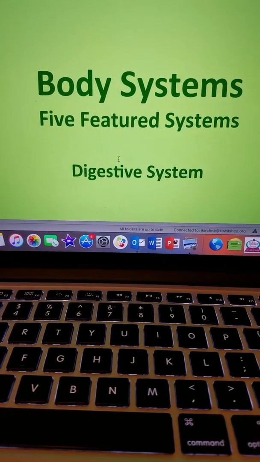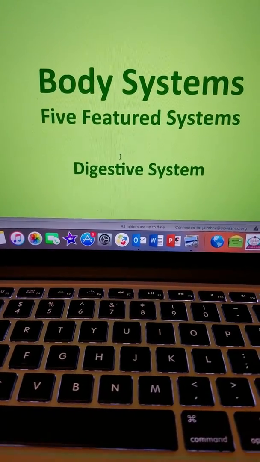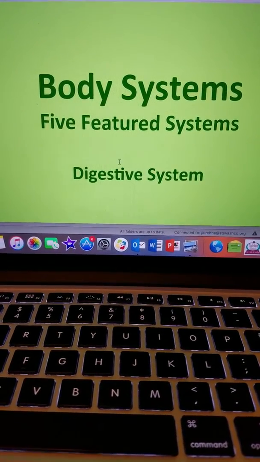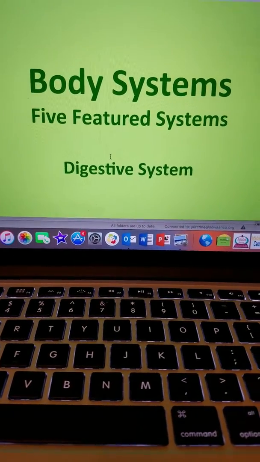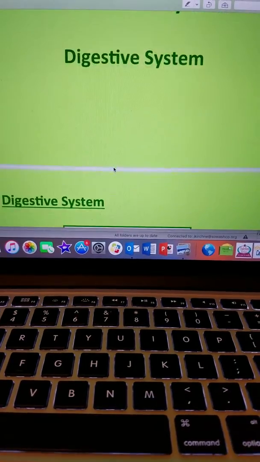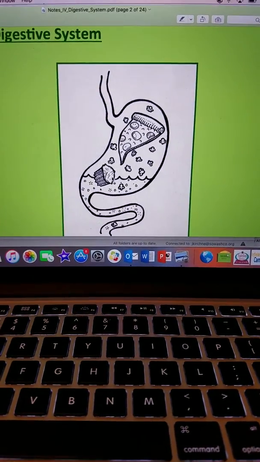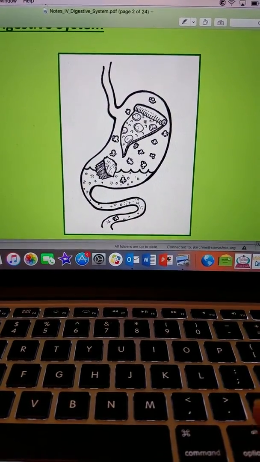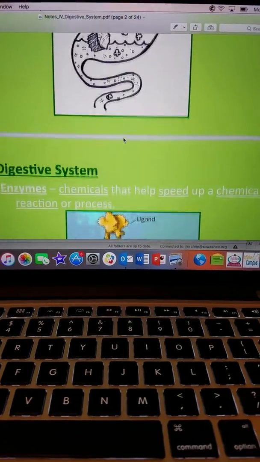The function, the overall purpose of the digestive system is to absorb nutrients, which occurs in the small intestine, and to remove solid waste. So absorb nutrients, remove solid waste. It's just my fun stomach. You eat pizza. Anyway, happy Tuesday.